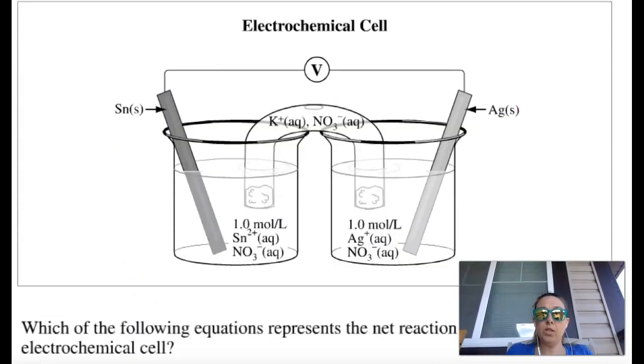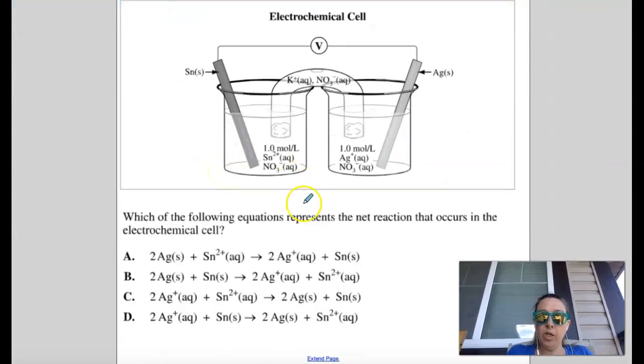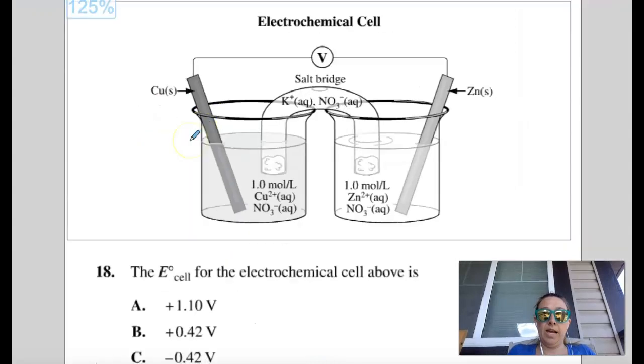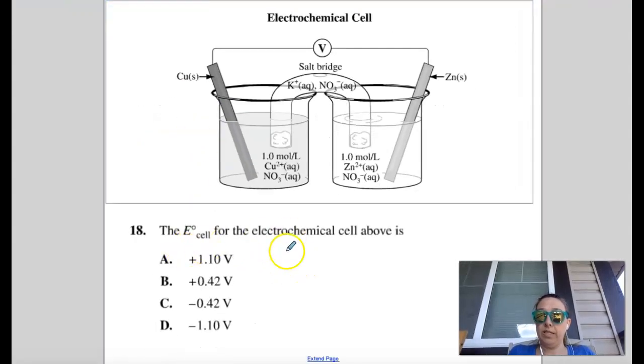Okay, so next question. Which of the following equations represents the net reaction that occurs in the electrochemical cell? So any question like this, I'm not actually going to solve for you. I'm just going to quickly walk you through what you would do because I want to try to keep this brief. Figure out what your SOA is, what your SRA is, and from there you should be able to generate that net reaction.